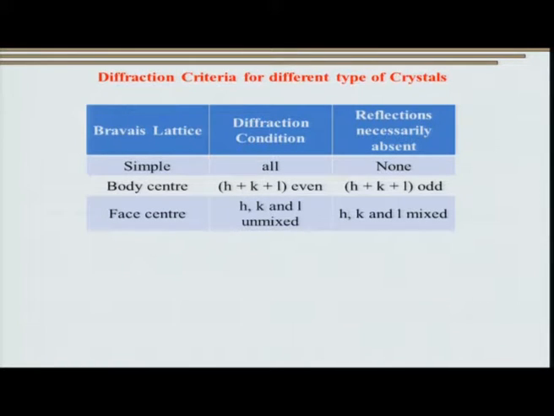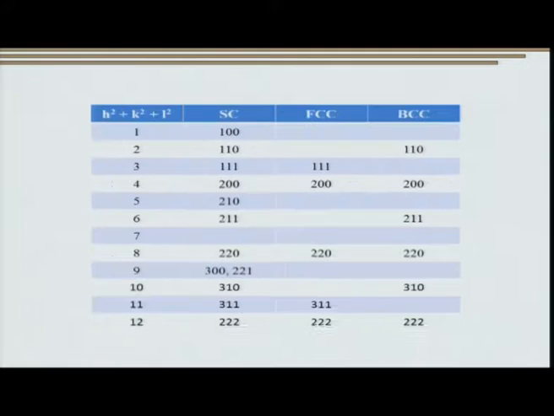Depending on the Bravais lattice, various diffraction conditions can easily be calculated, and we find out that for simple cubic, all diffractions are possible, while for body centered, h plus k plus L even are necessarily present, while h plus k plus L odd are necessarily absent, while for face centered cubic, HKL unmixed are always present, while HKL mixed are always absent. I have just noted down different values of h square plus k square plus L square and the kind of peaks that we get in a simple cubic, face centered cubic and a body centered cubic crystal.